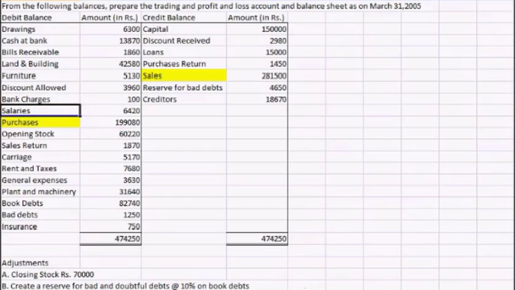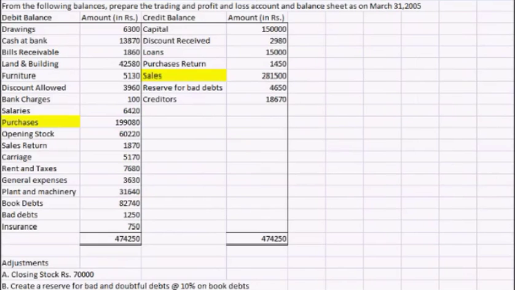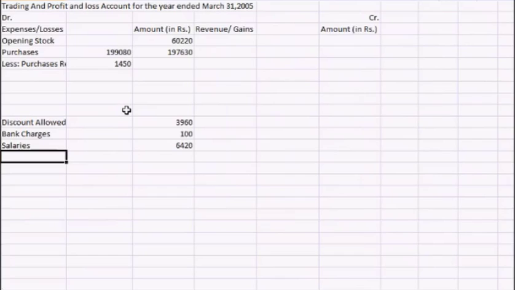Next we have salaries account. Again, this is an indirect expense. Now, the easiest way to recognize which is direct and indirect expenses: whatever expense we have, either we produce or not, we have to incur that expense. Those are indirect expenses. And if an expense occurs only when we produce, that would be incorporated in direct expenses.